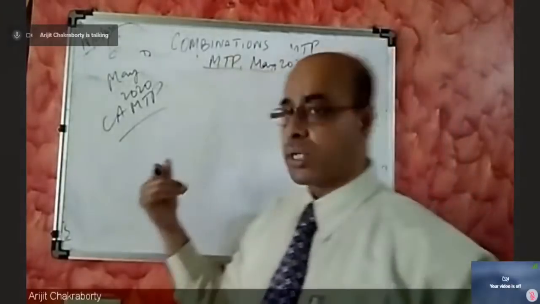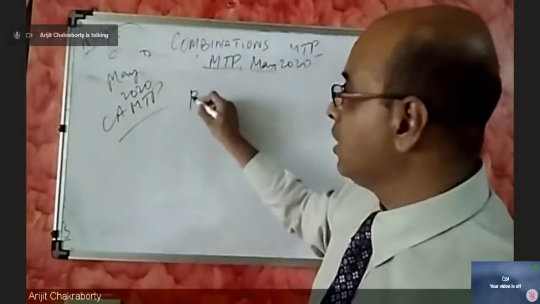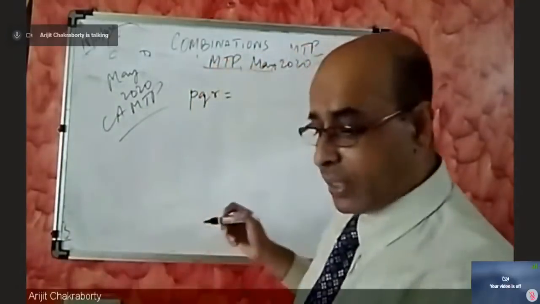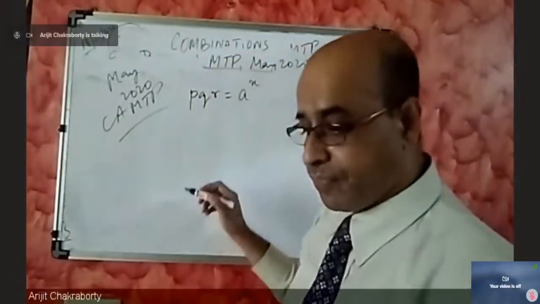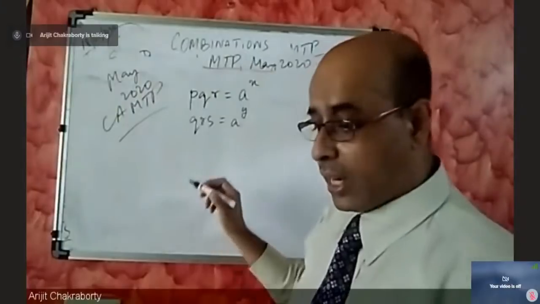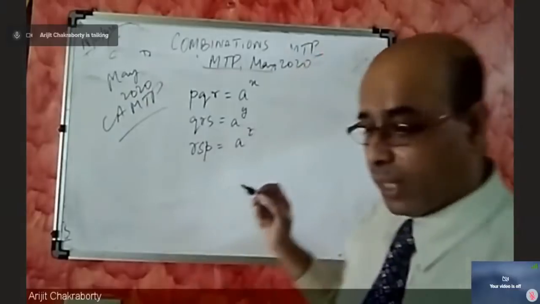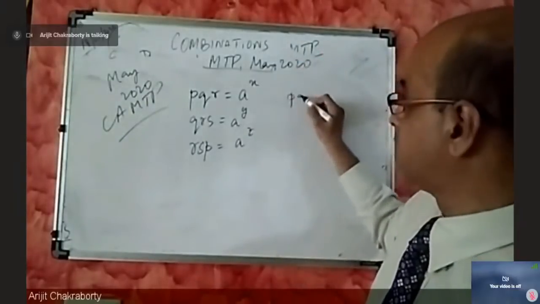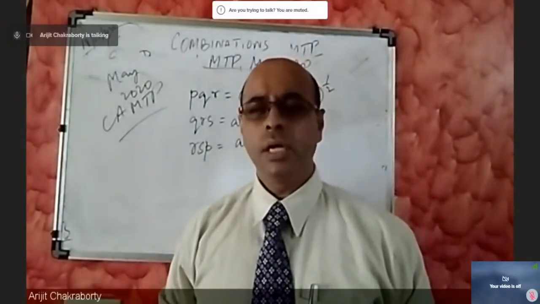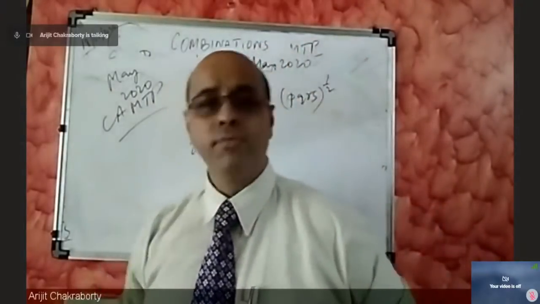Now I am taking up this question which has come on indices in the MTP. Please see the question. PQR is equal to a to the power x. QRS is equal to a to the power y. And RSP is equal to a to the power z. Then we have to find the value of PQRS to the power half. This is a lovely question and not a very tough one. Thanks Niharika once again. I acknowledge your name for sending the question.